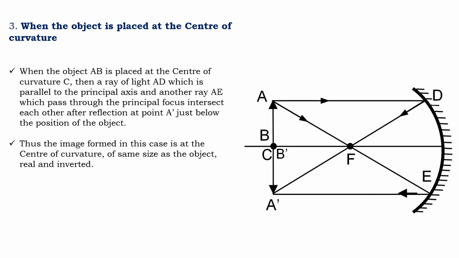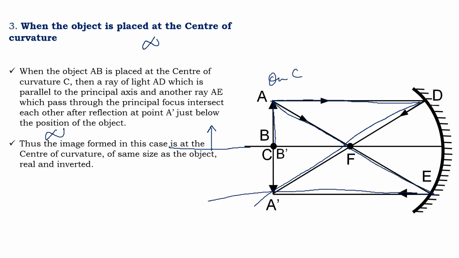Third case. We started from infinity, then we came beyond C. In the second case, we placed our object beyond C. For the third case, we are placing it on C. Look here. When the object is placed on C, a ray of light parallel to the principal axis after reflection will pass through the focus. A ray of light passing through the focus after reflection will become parallel to the principal axis. Both the rays will intersect at a point. This is the head of the image. Give it the name A dash. Join it. This is your A dash and B dash.